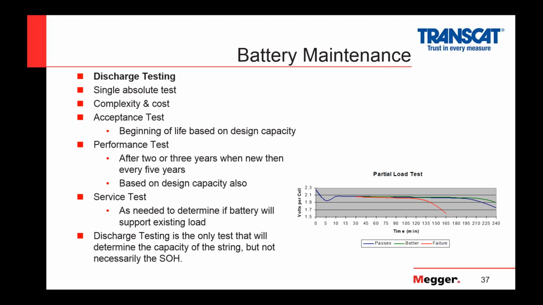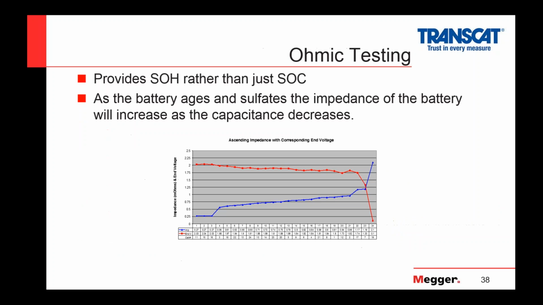Typically, this is done at commissioning of a string, and then you would take the lifespan of the battery, divide it by 4, and that's how often you would do a discharge test, basically 4 times in the lifespan of the string. The issue is, though, batteries can fail in a shorter period of time than that. So there's also ohmic testing. This provides a state of health rather than a state of charge or state of capacity.